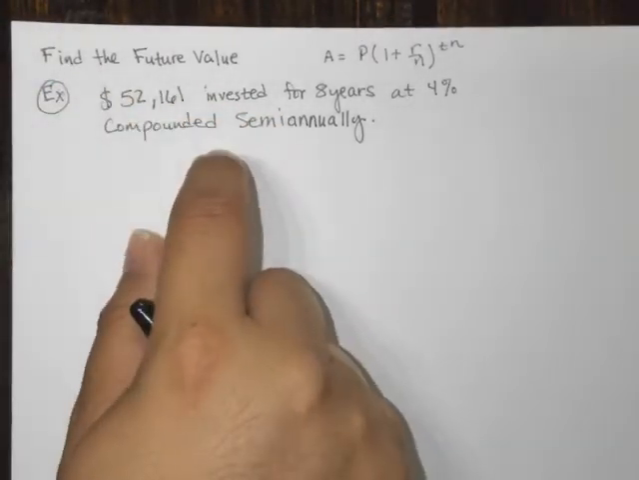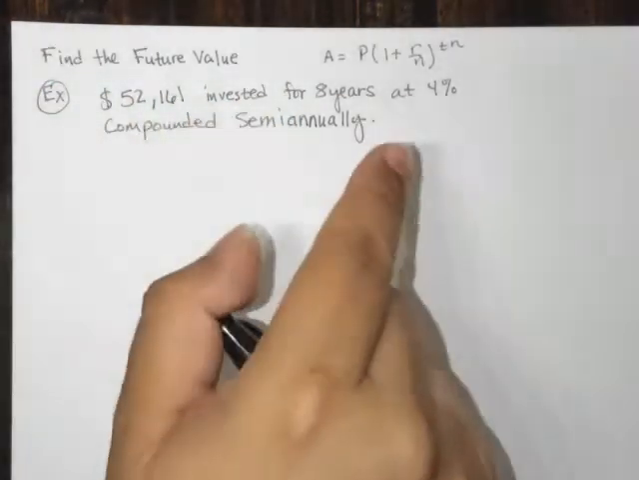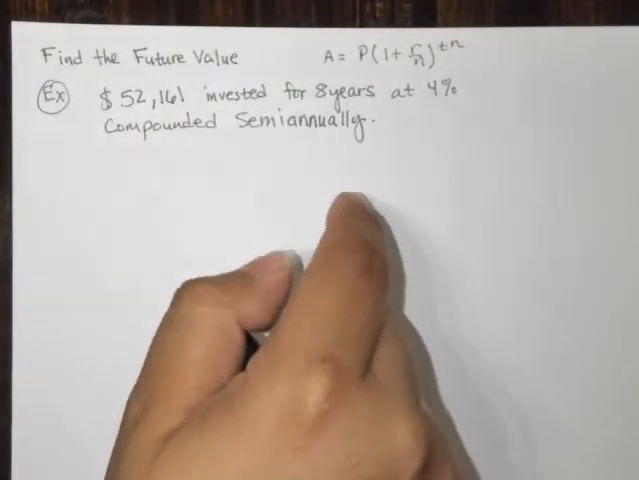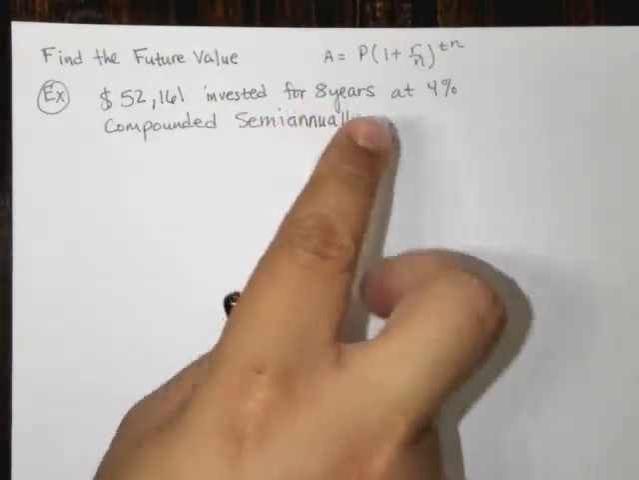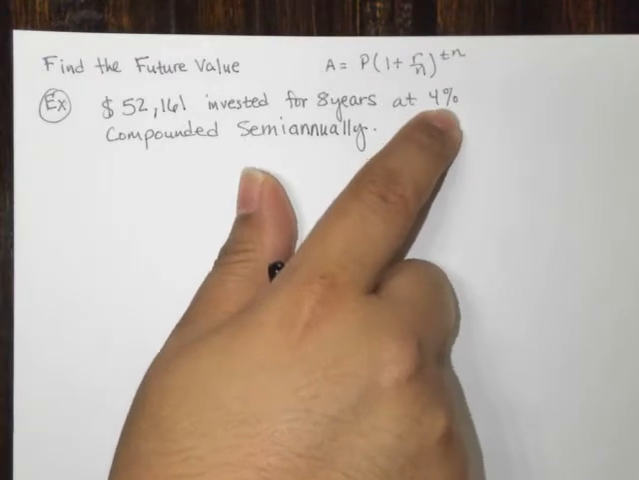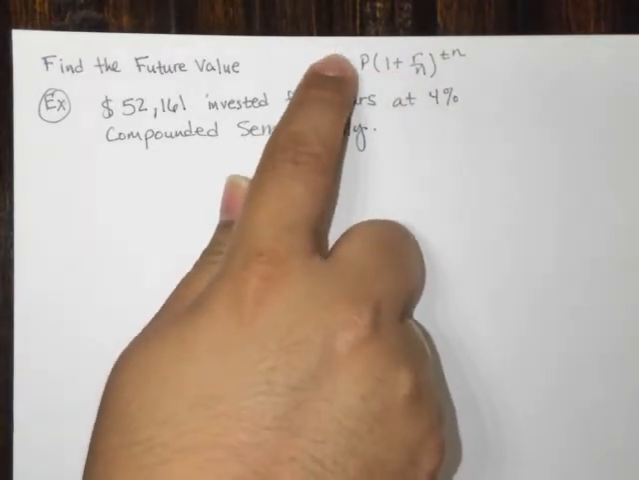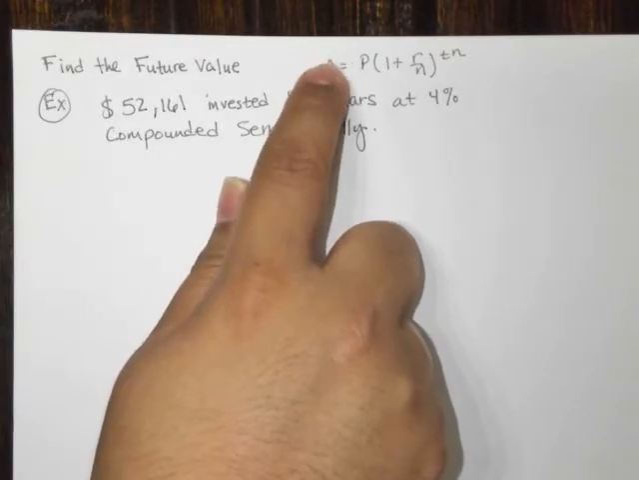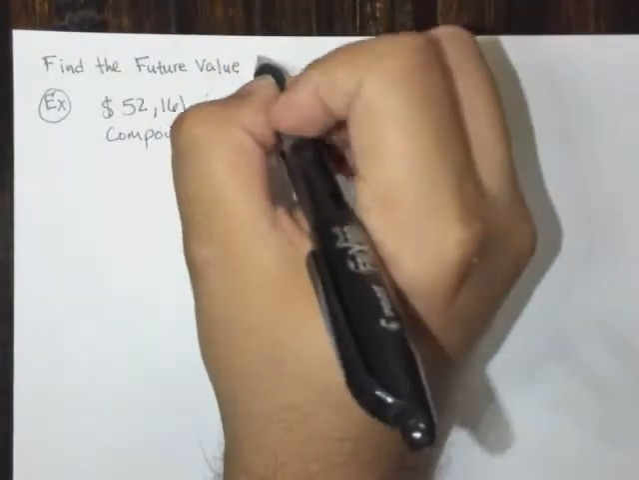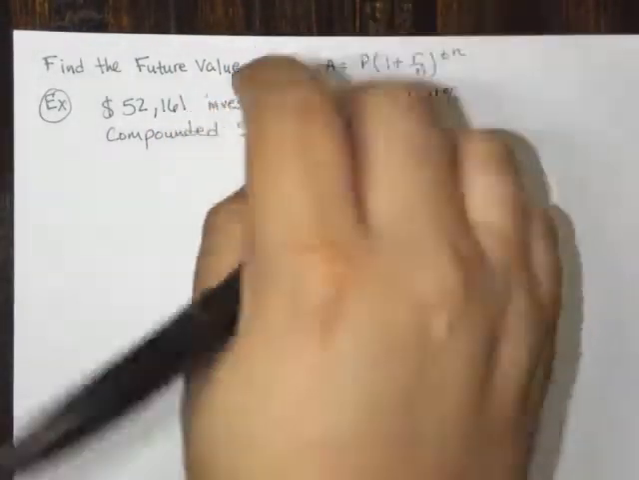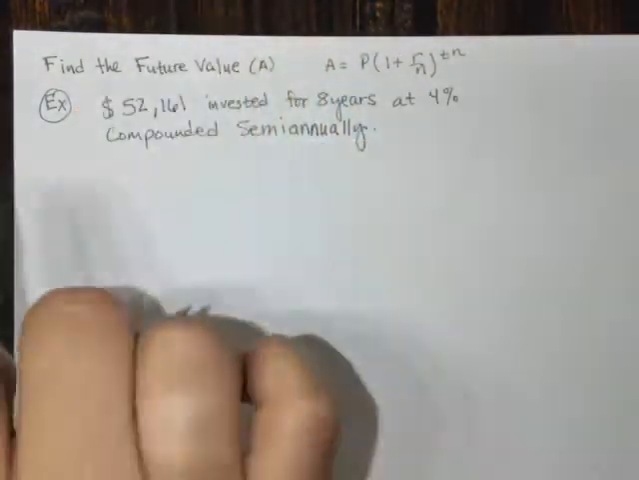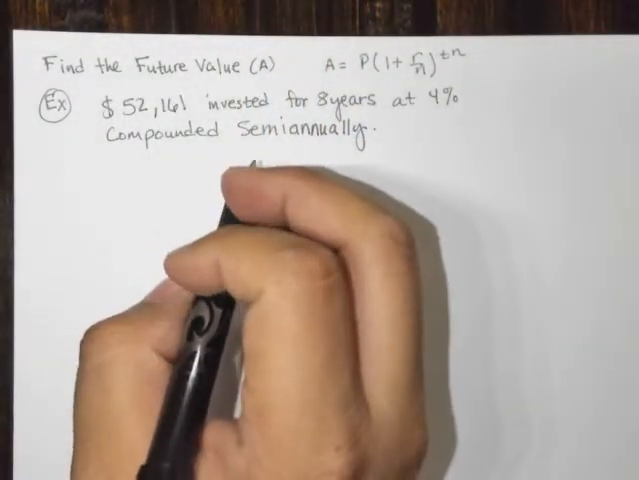What does that mean? That means that whoever we're lending the money to is going to pay out interest twice a year, and they're going to pay it out at 4%. So what we're going to do is calculate the future value, and the future value is usually represented by this letter A. So I'm going to put A right here next to the words future value. That way you know, all right, that's what we're calculating.